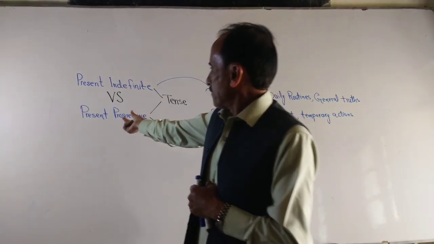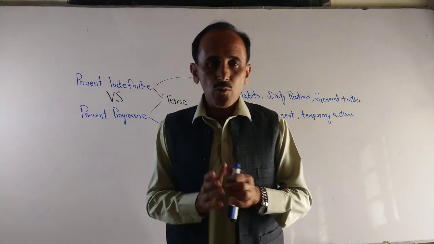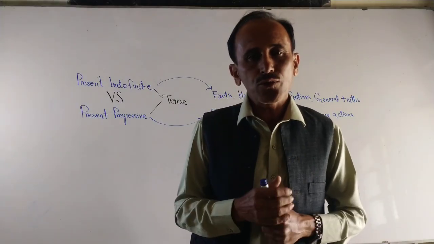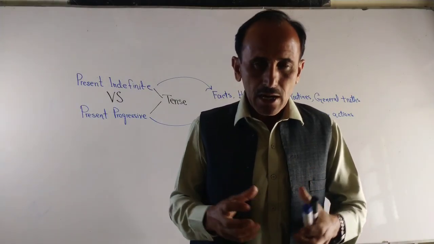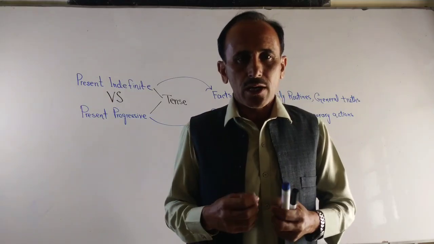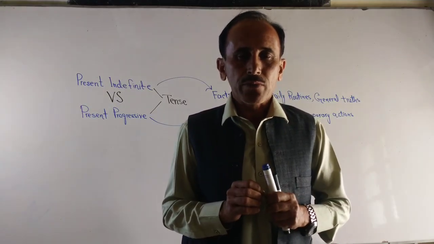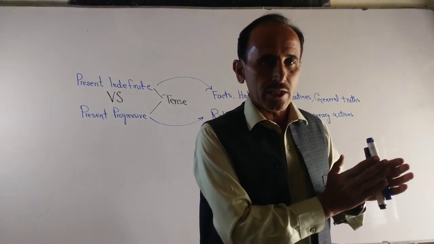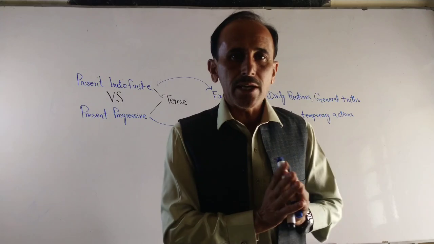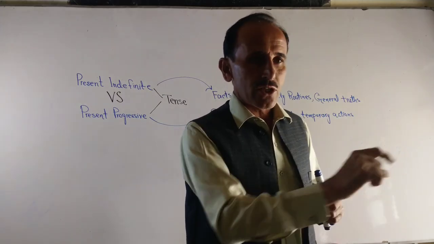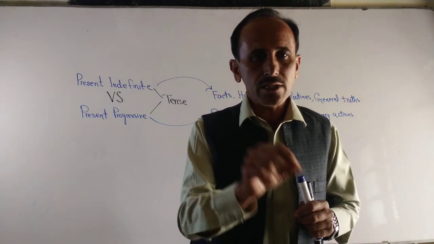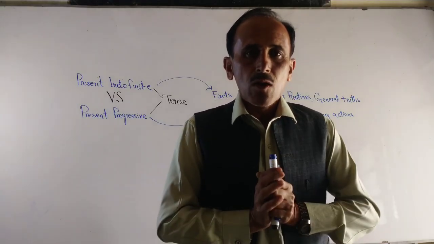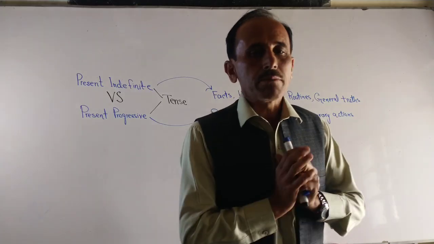Number two, present progressive means when an action is happening just at the time of speaking. For example, I am teaching now. I am making a video. He is playing hockey. He is a player. He is playing hockey just at the time of speaking, when we are talking about something.